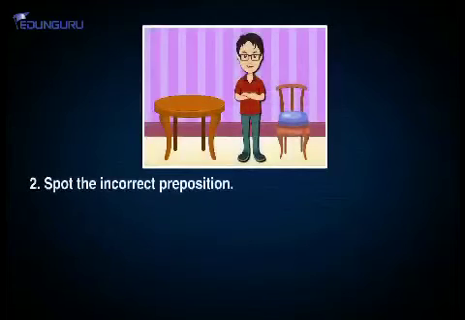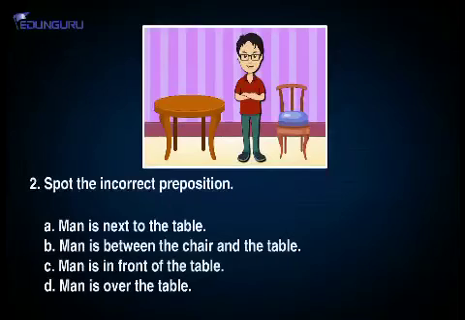Question number 2. Spot the incorrect preposition. Option A. Man is next to the table. Option B. Man is between the chair and the table. Option C. Man is in front of the table. Option D. Man is over the table.